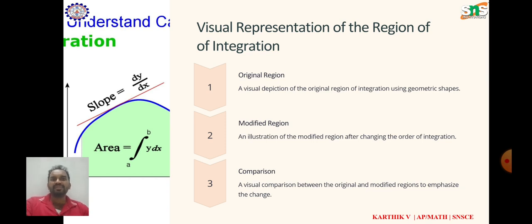Then to visualize R, you can plot the curves y equal to g1 of x and y equal to g2 of x. Then in the xy plane, shade the region bounded by the curves x equal to a and x equal to b.